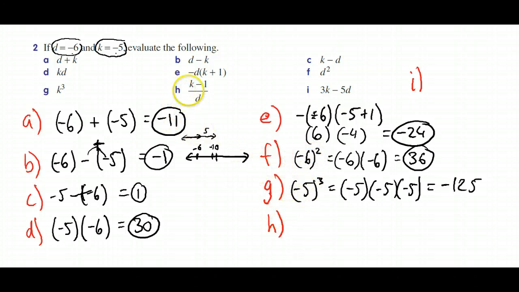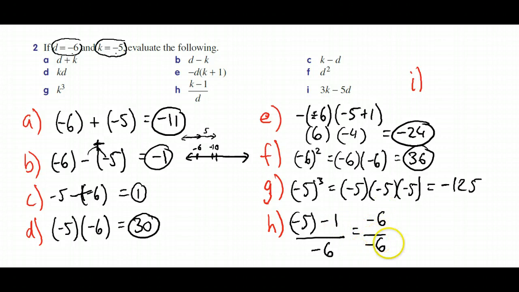For h, we've got k minus 1. K is negative 5, and that's minus 1. That's on top of a fraction, and on the bottom is d, which is negative 6. So on top we've actually got negative 5 minus 1, which equals negative 6, and we've got the same on the bottom. Same thing divided by the same thing equals 1.